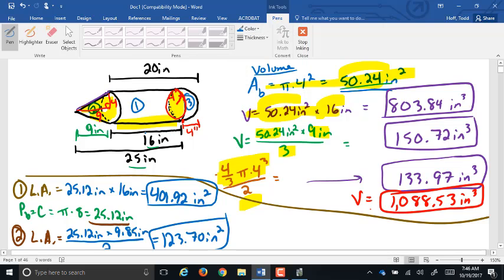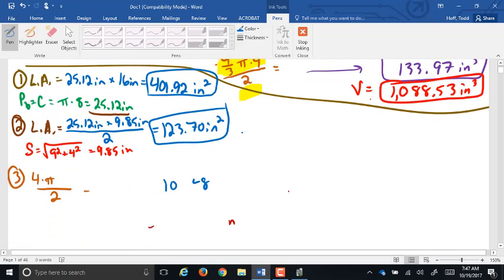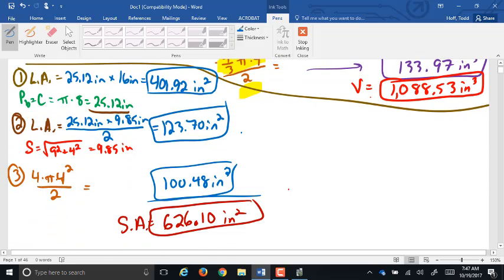Yes, 16 from 20 gave us a 4-inch radius. Radius to the third. Yes. Okay, you switched them.